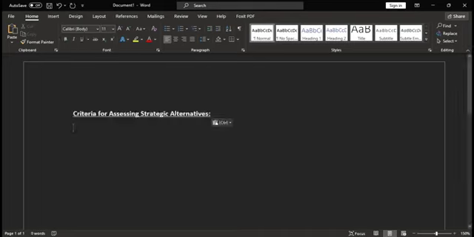The criteria for assessing strategic alternatives. All feasible strategic alternatives should be judged against the criteria that will be highlighted below before a choice can be made. The first one is the appropriateness to available resources.